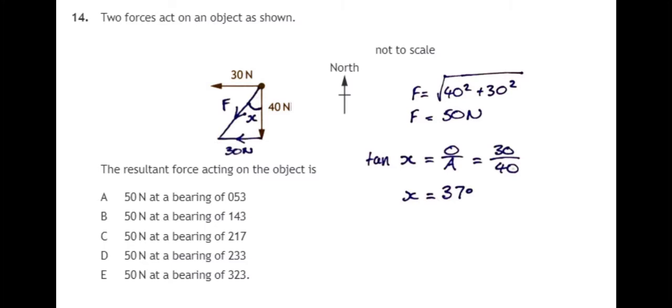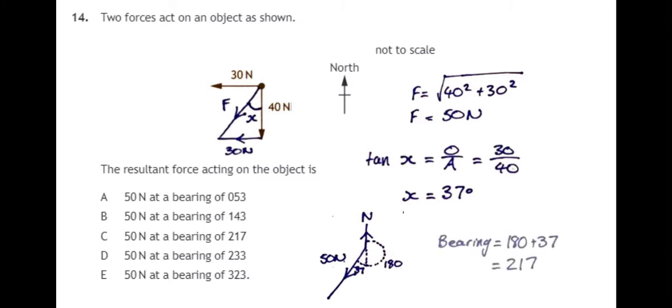Now, that's not one of my options either. But that's not a bearing, that's why. The bearing has to come clockwise from north. So if we consider north up there, to go from north to south clockwise gets us 180 degrees. But then this is a further 37 degrees round from there. So 180 plus 37 gives us a bearing of 217. So the correct answer is C, 50 newtons at a bearing of 217.